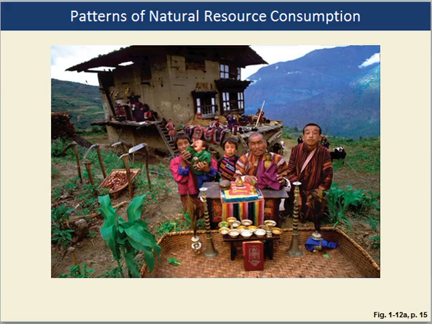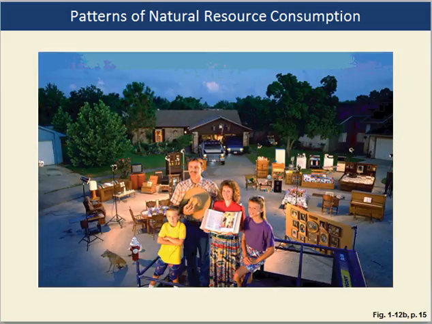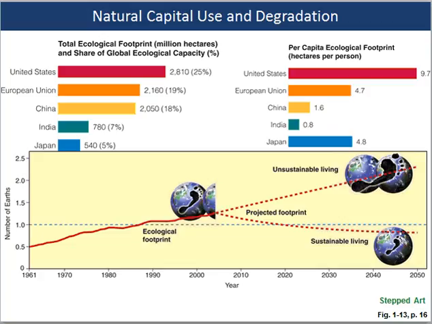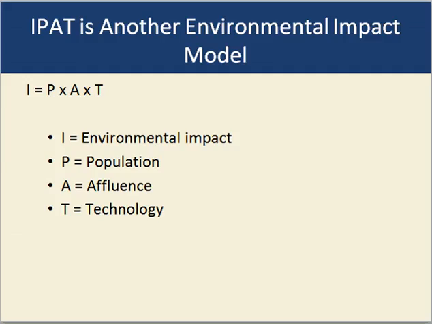There are patterns of natural resource consumption, and this photo here shows a village in the Himalaya Mountains, and this one here shows an American family. And you can see that the United States has quite a big footprint when you look at it in what's called millions of hectares, and hectares is a term you want to become familiar with.